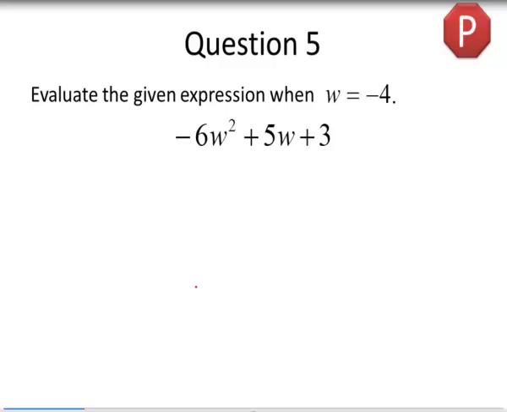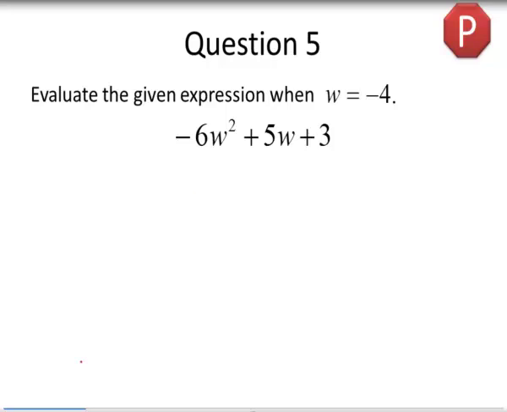What does it mean to evaluate? What do the directions mean? Evaluate the expression when w equals -4. Okay, they're telling me that where the w is, I have to put a -4. Is that right? You have to substitute a -4 where the w is.